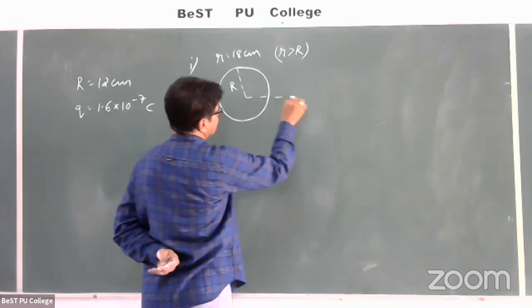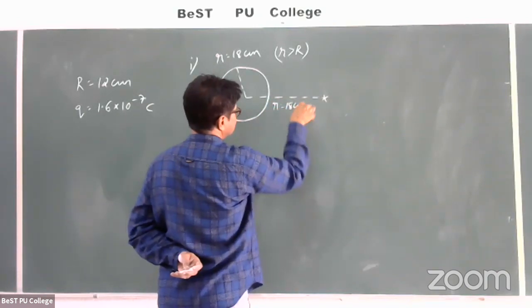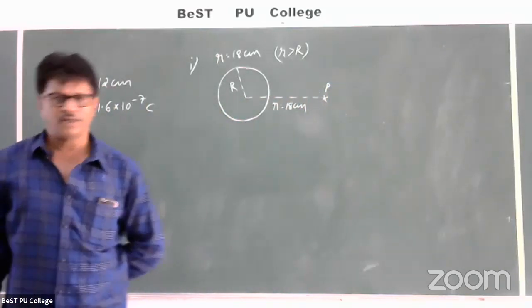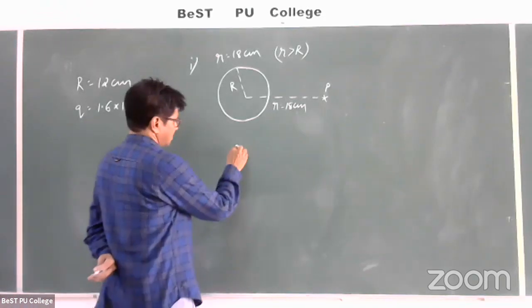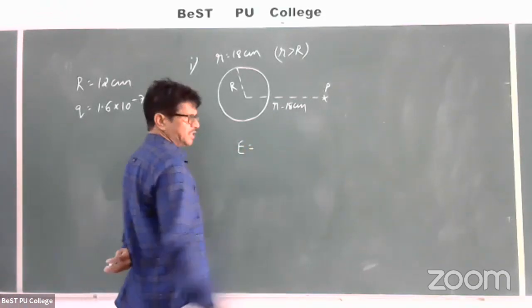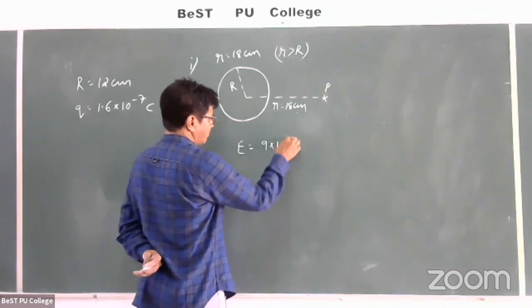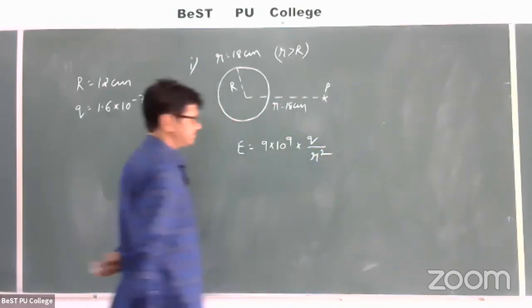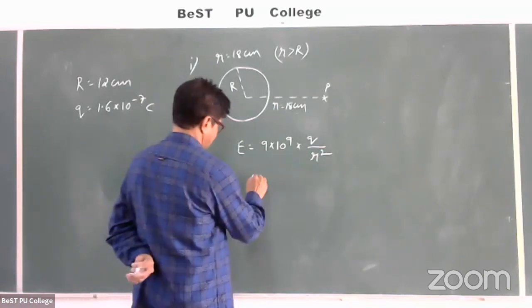Now he is asking us to find something at the point P, which is outside. What are the electric intensity and electric potential? Electric intensity E is equal to 9 into 10 to the power of 9 q by small r square.